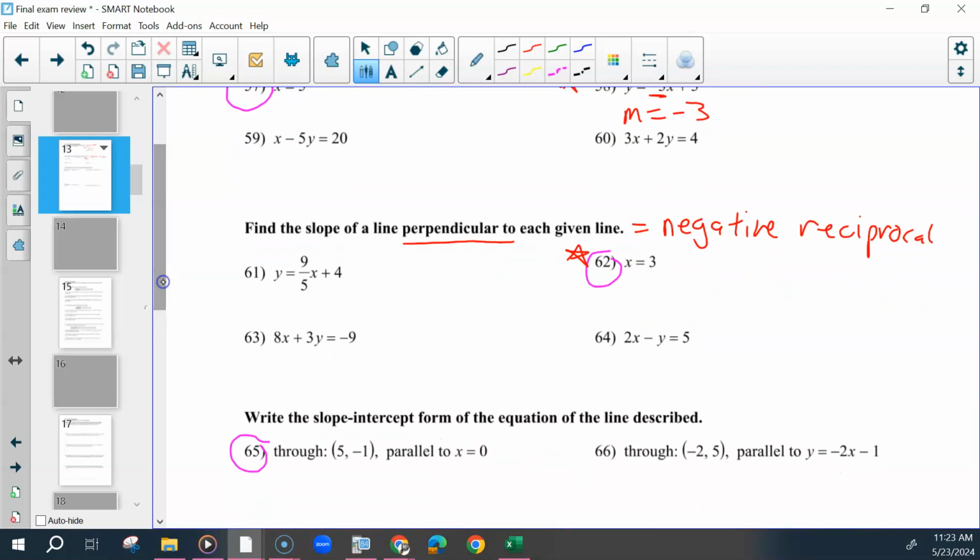For 62, questions like it, where you have an x equals or y equals just a number, you have to remember your bugs so that you know your slope. This is an x equals, so the slope would be undefined, but it needs to be perpendicular, so it needs to be opposite, which would be 0. Other parallel perpendicular questions?